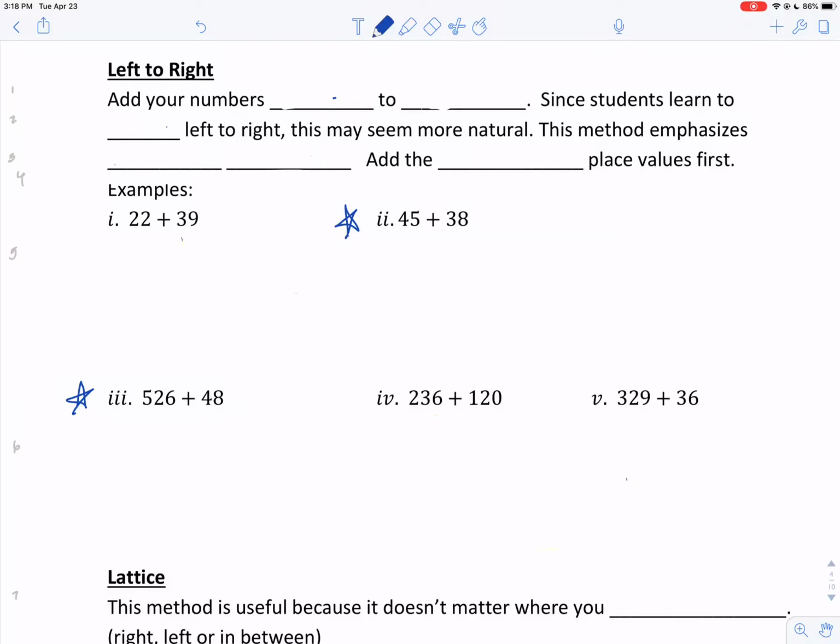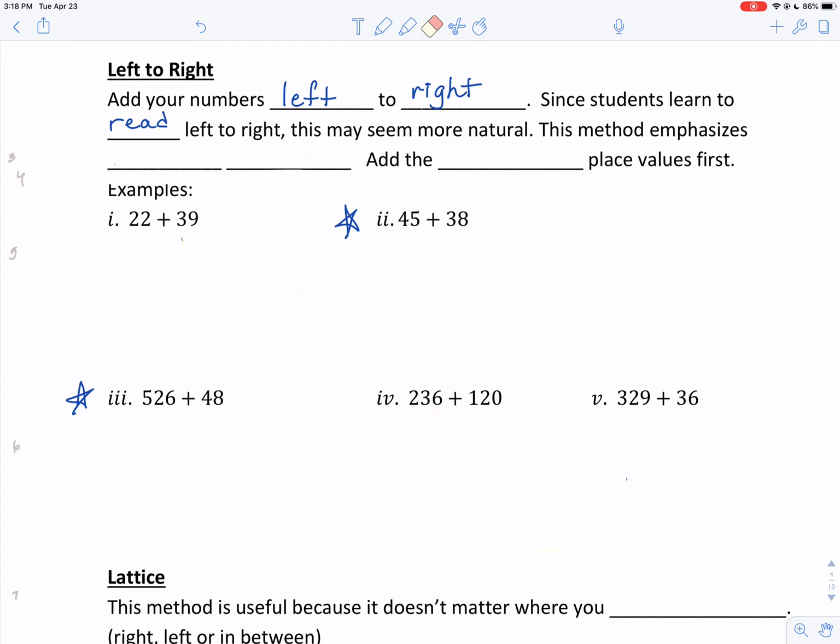In this video, we will be talking about algorithms to add. The first one is the left to right algorithm. It's named left to right because that's what you're going to do. You're going to add your numbers left to right. Now, since students learn to read left to right, this may actually seem more natural.